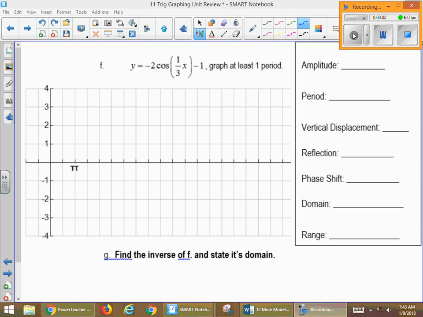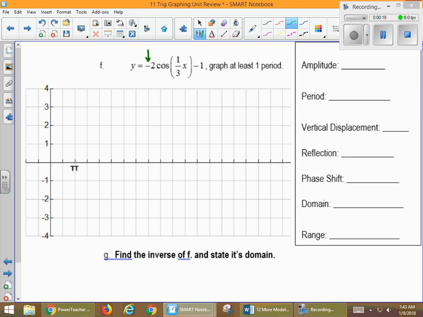All right, 3F. This one's kind of a two-parter. We're gonna graph, and then we're also gonna find the inverse of this guy. So I have -2 cosine of 1/3 x minus 1. It says graph at least one period.